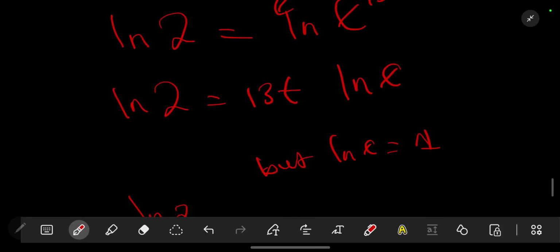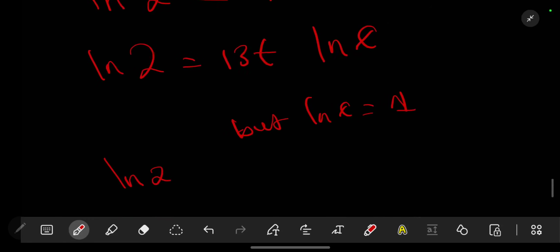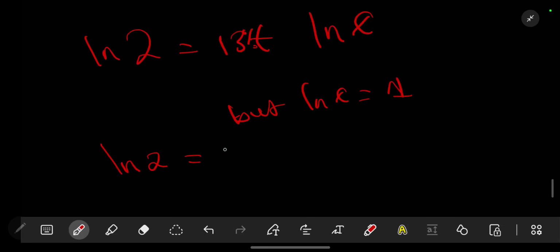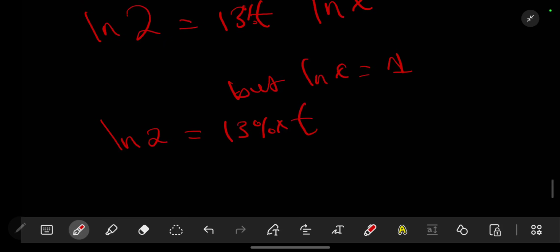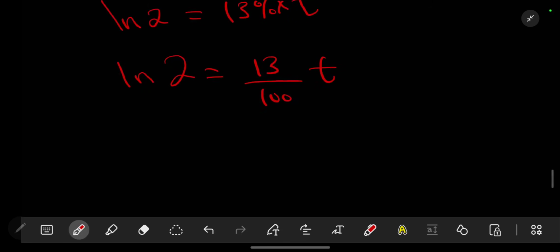So this is 13%. Be careful, not this mistake I've made. This is 13%, like that. So we have the ln of 2, which should be equal to 13% times t, like that. So 13% is the same as 13 over 100, then times our t.